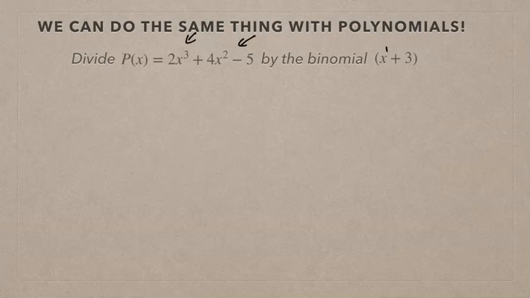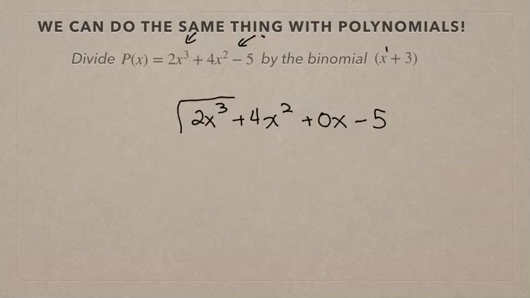Let's write out this polynomial. 2x cubed plus 4x squared. Now I'm missing that linear term, so what I'm going to do is I'm going to put 0x minus 5. Now you see it goes 3, 2, 1, 0. I've represented all those exponents in descending order. My divisor is x plus 3. And I'm going to run through this one more time.